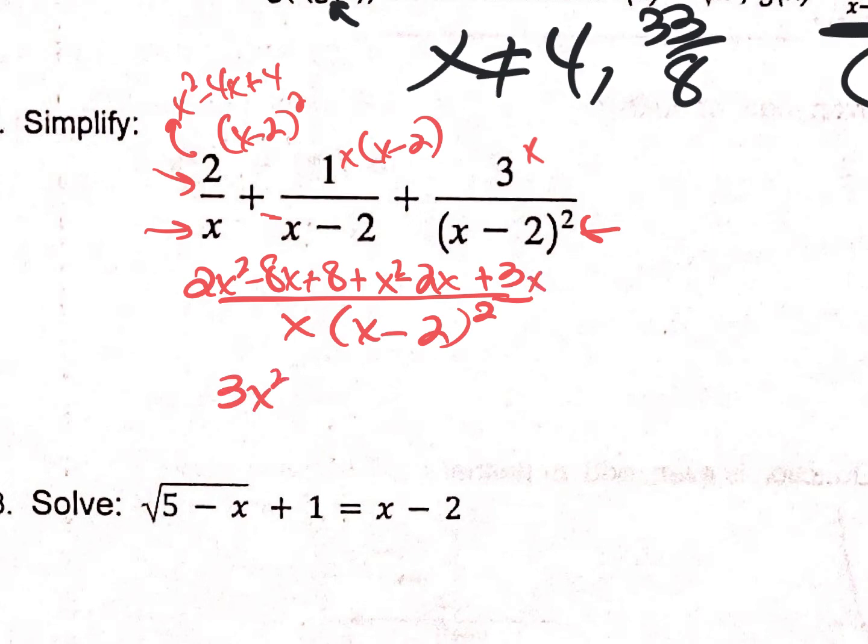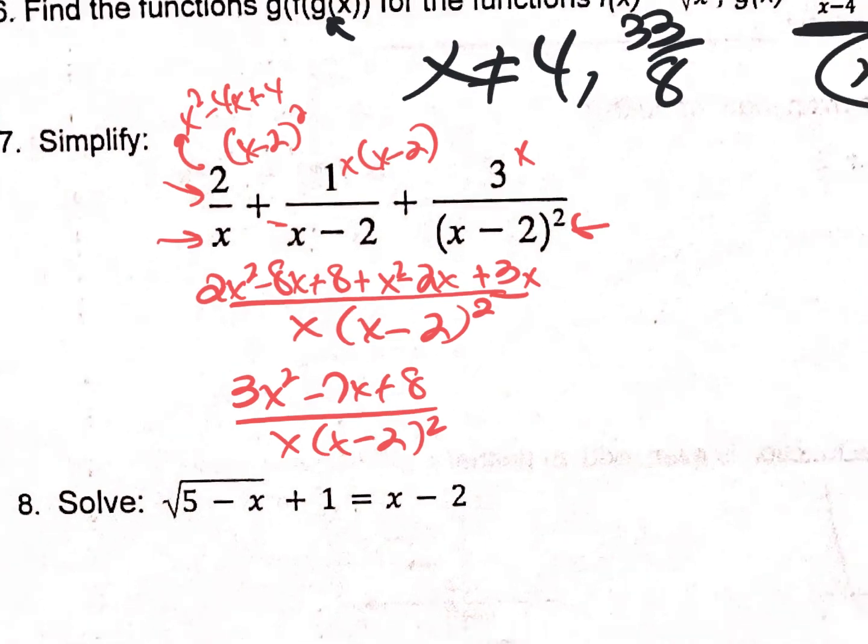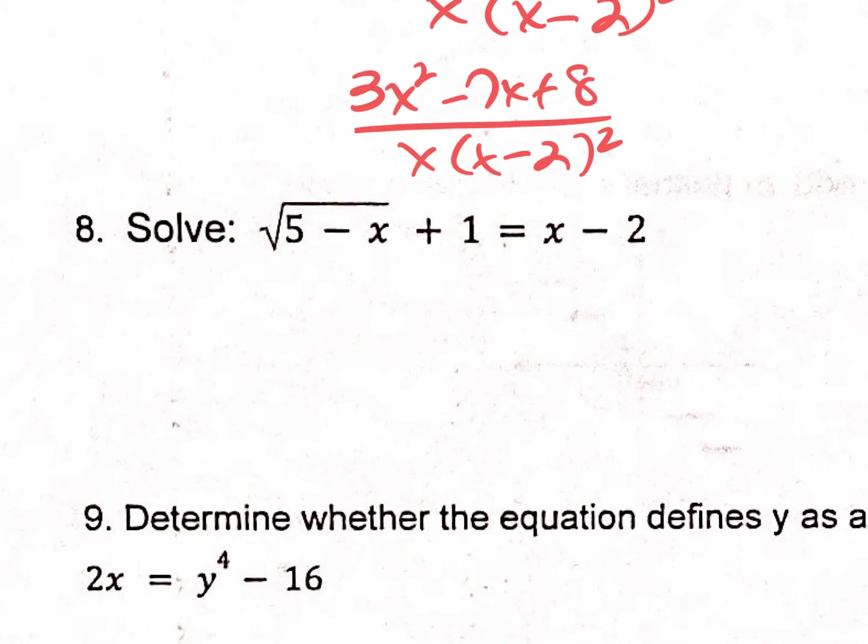That's a 3x minus 7x plus 8 all over x and x minus 2 squared. All right, that's it. Change colors again. Go to number, what are we on? Number 8. Number 8's got that radical equation.